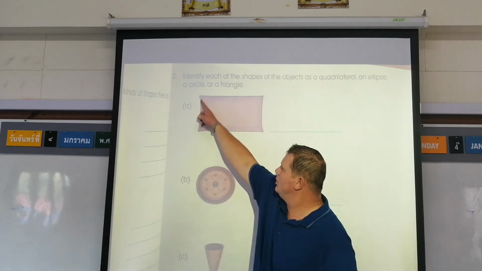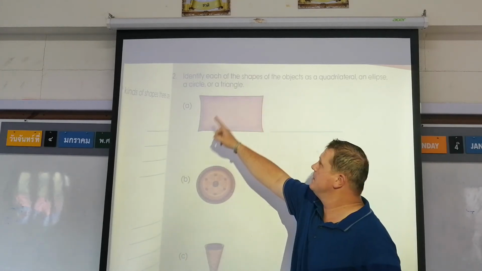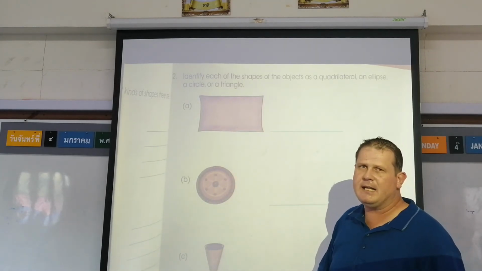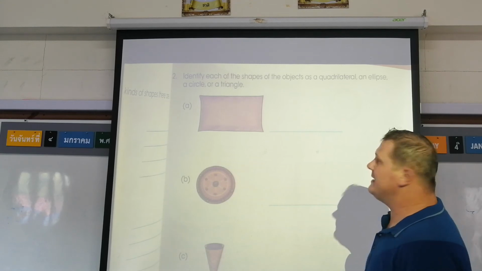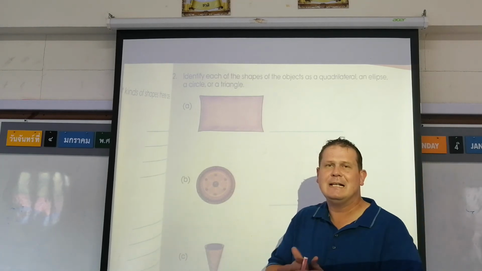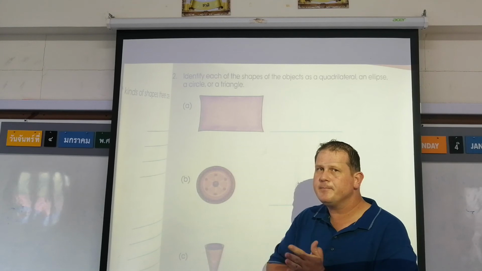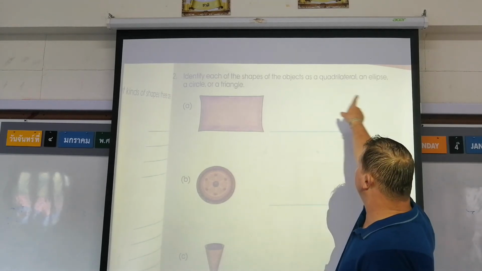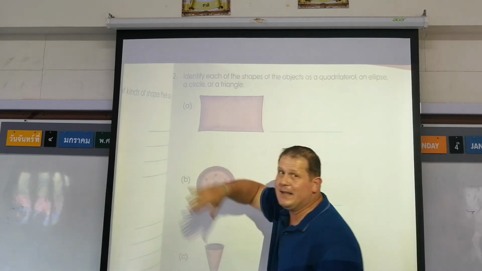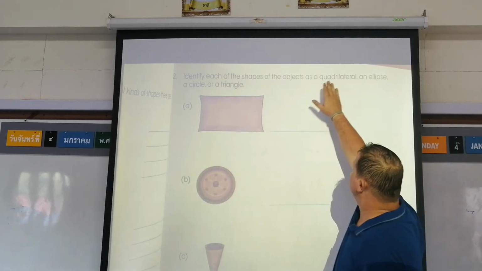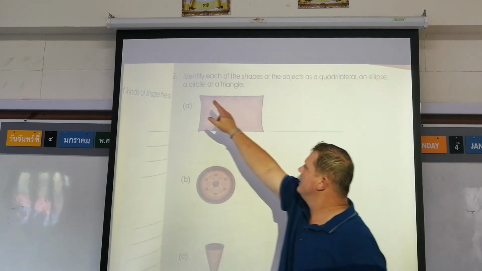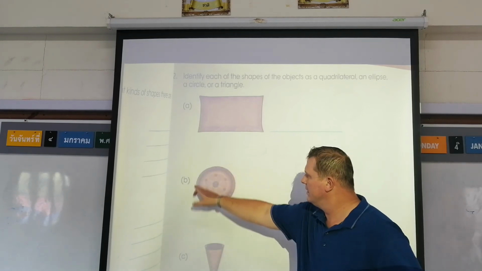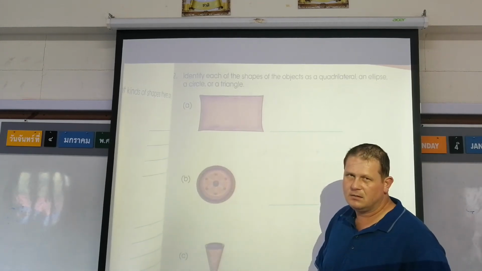One, two, three, four corners. One, two, three, four sides. So what do you think it is? All right, it's a quadrilateral, right? Quadrilateral. Not rectangle, because the word that I wanted is one of the ones here on top. Nowhere does it say rectangle, right? It says quadrilateral, ellipse, circle, or triangle. And that, quadrilateral.